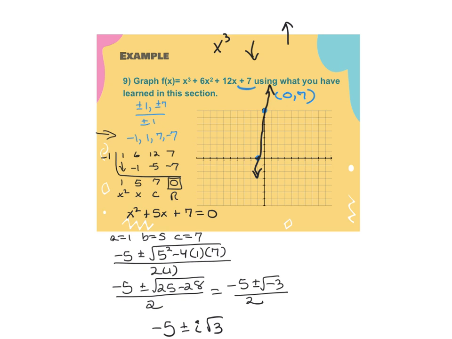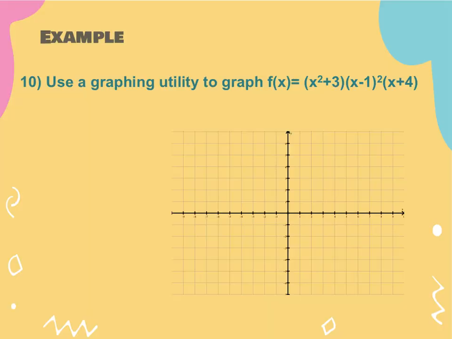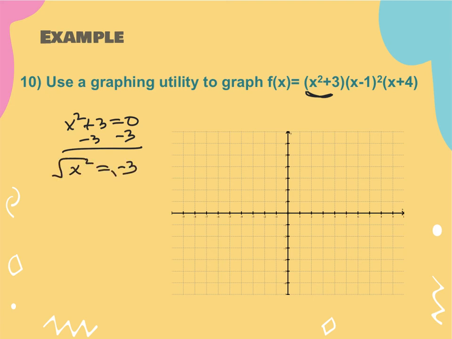Now, for the rest of the examples, I'll just tell you to use a graphing utility. Again, we could do this by hand or use the graphing utility. Realize that we've got 2 zeros coming out of this one, and they're both going to be imaginary. So if I solve this, I get this, square root it, x equals plus and minus i root 3. And then this one's going to give me 2 solutions. They're both going to be x equals 1. And this is going to give me x equals negative 4.